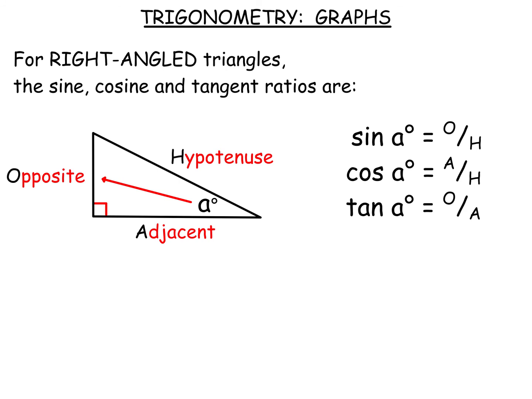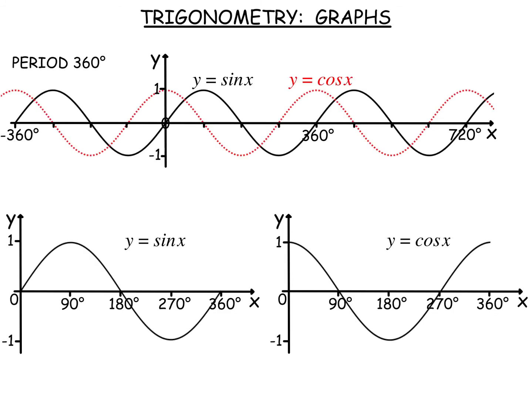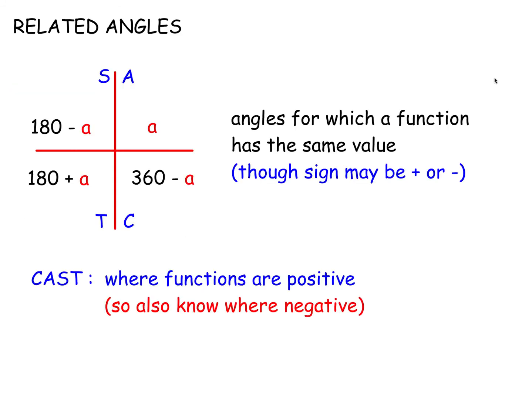What's going to happen is, we're going to use this arrangement here, this diagram. This is the thing that has to be memorised. A, 180 minus A, 180 plus A, 360 minus A. These are the 4 related angles. And the ASTC is to remember when things are positive: all positive, only the sine, only the tangent, only the cosine.